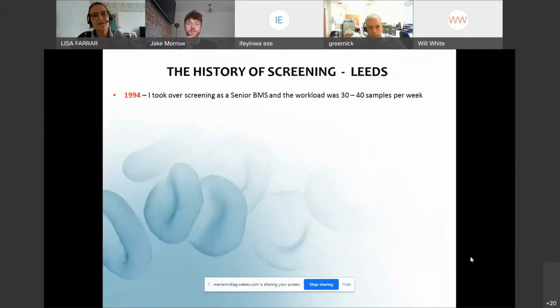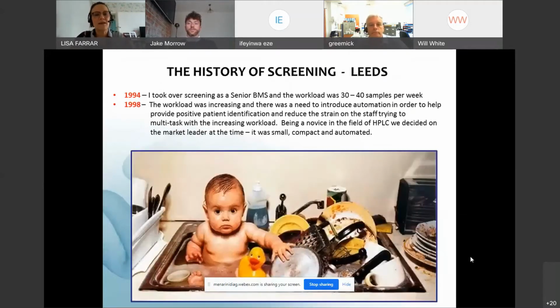So that's the geography, and now to the bit of the history. I took responsibility of the screening laboratory in 1994, and at that time it was a relatively small section doing mostly manual analysis and testing approximately 20 samples a day and roughly 30 to 40 hemoglobin A2 and F estimations a week.